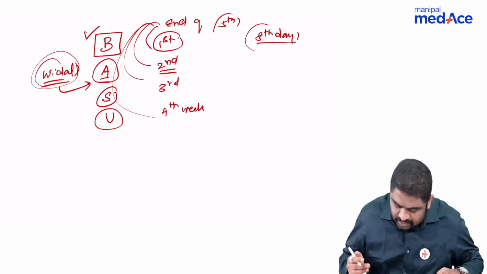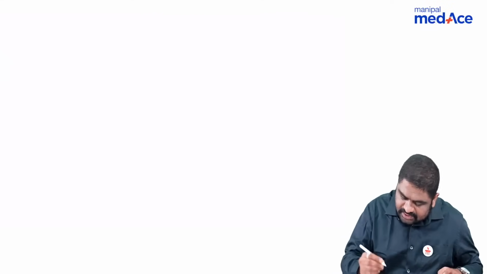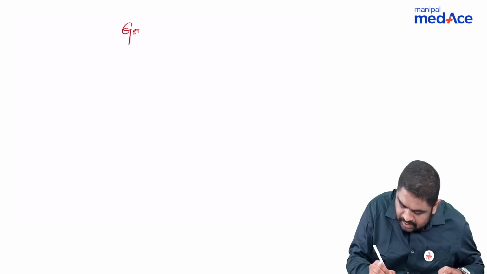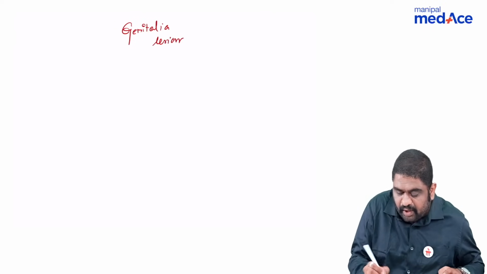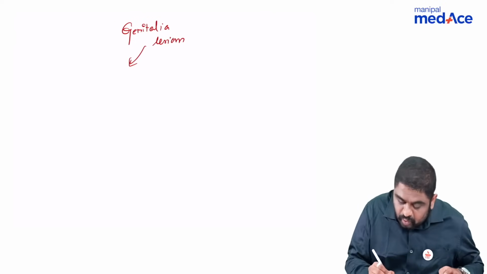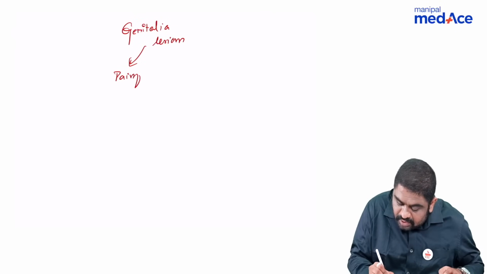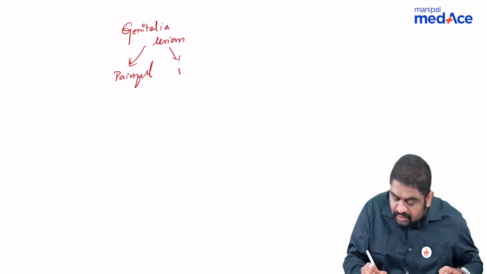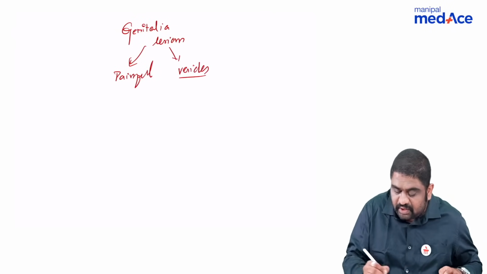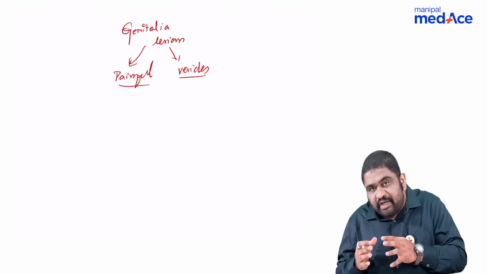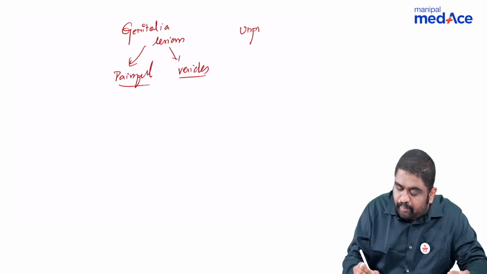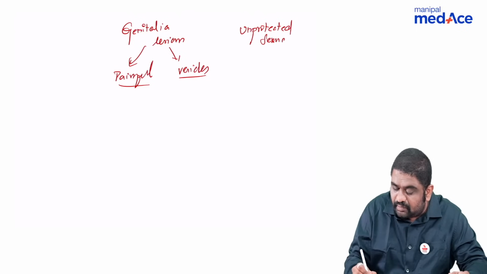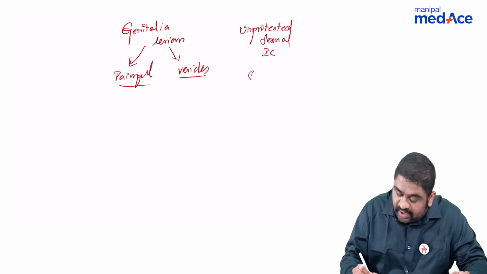Okay, what else? Now, there were other questions that said genitalia lesions, where there were two important points. One was painful genitalia lesion. The other one, the lesions were vesicles in nature. If they say painful genitalia lesions and vesicles in nature, think of unprotected sexual intercourse. That speaks about an STD.